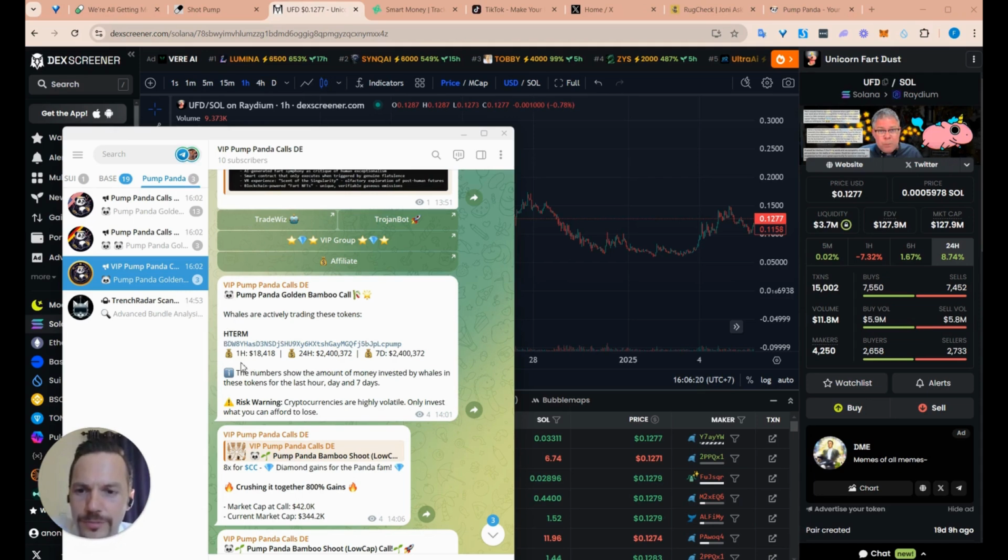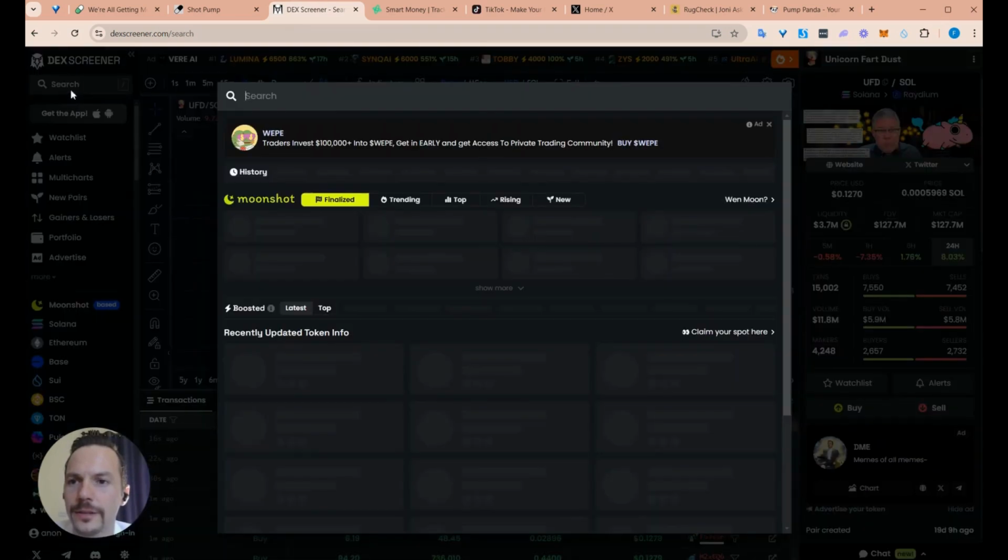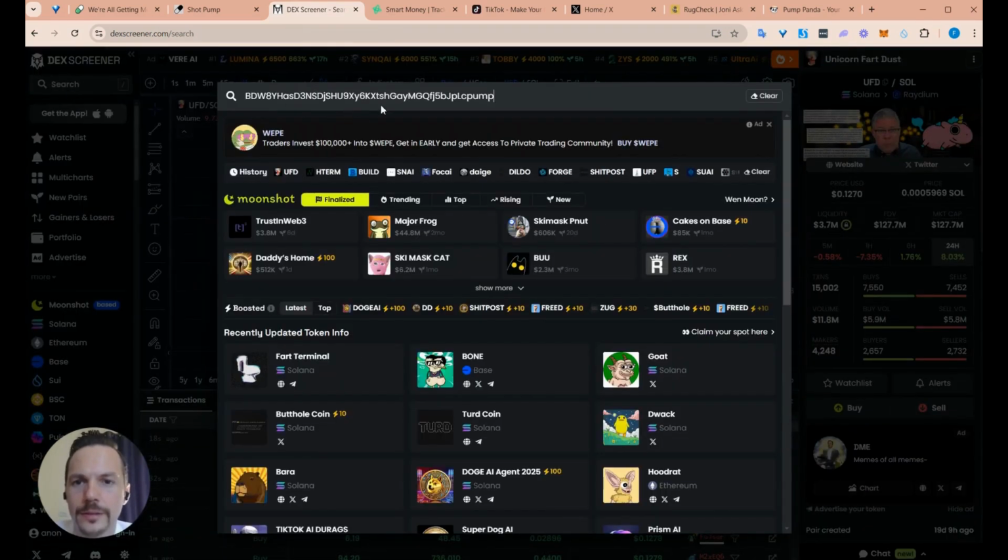And in the last hour, 18,000 invested by such smart investors. In the last 24 hours, 2.4 million. In the last 7 days, also 2.4 million. So, because it's the same amount, the coin is probably not older than 24 hours and quite fresh. I'm also going to copy the contract address here and take a look at it in DexScreener.